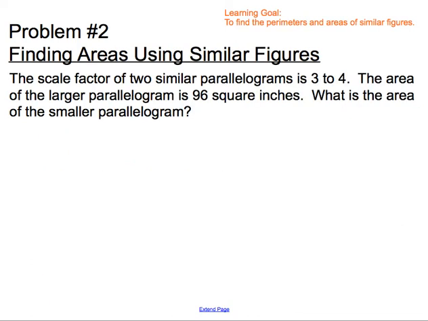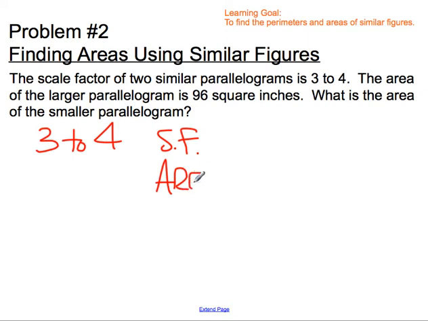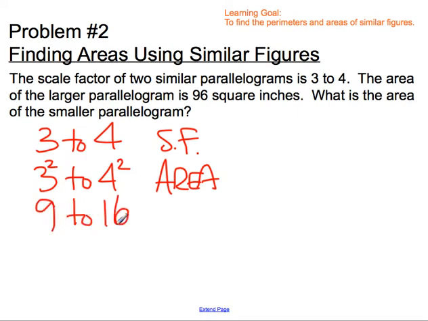Now for finding areas using similar figures, we're given that the scale factor of them is 3 to 4. So we know that if we're looking for area, we need to consider 3 squared to 4 squared. Three squared is 9, comparing that to 4 squared, which is 16. And so this is the ratio of the areas.